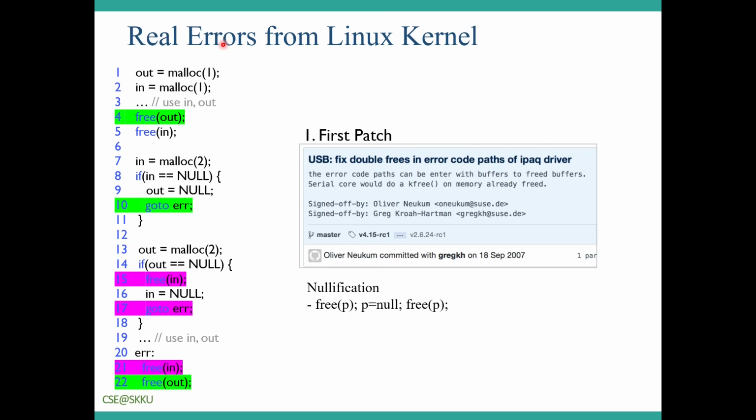The first error trace was along lines 4, 10, and 22, highlighted in green. The buffer out was freed at line 4, then nullified at line 9, and later freed again at line 22. So thanks to this nullification at line 9, this trace is now safe.